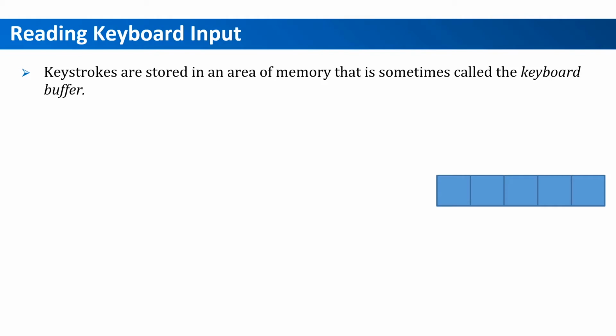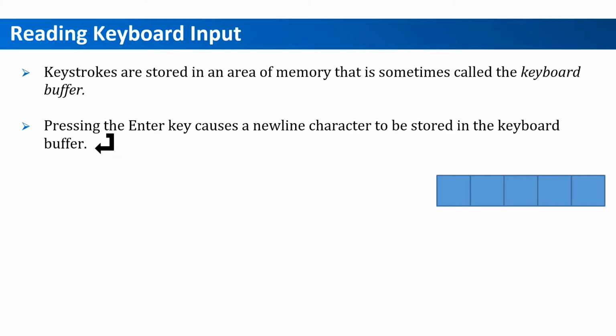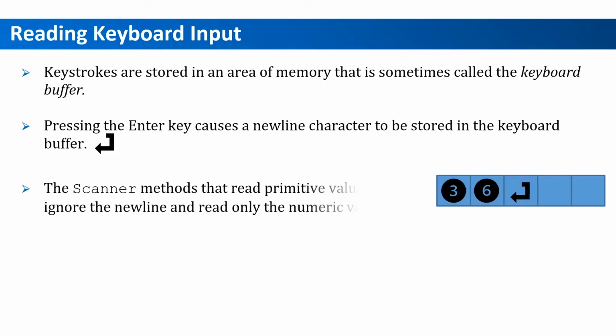After the user is done typing, they hit the enter key, which is also stored in the keyboard buffer. For example, you can input 36 followed by an enter. When you use a scanner method to read the 36, what it does is read the 36 and leave the new line character behind.